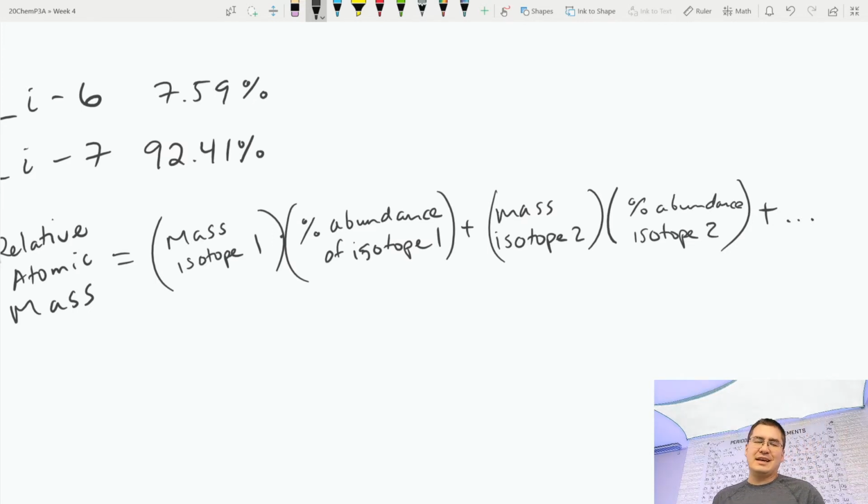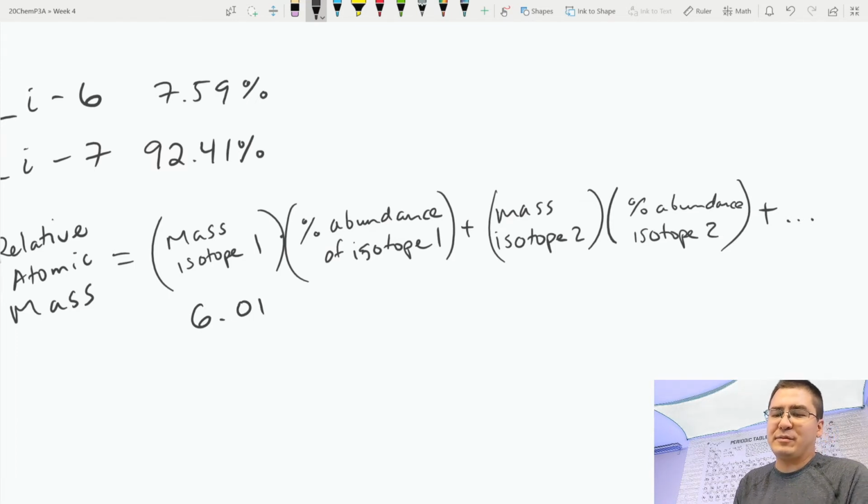So you're taking the mass times the percent abundance plus the next mass times the percent abundance, right? And again, order of operations says multiply first and then add together. So the mass of isotope 1, we could go with this. We know that rounded it was about 6.01 AMUs.